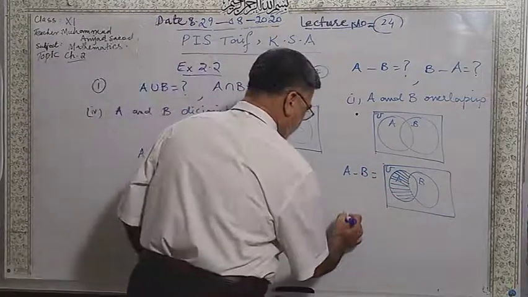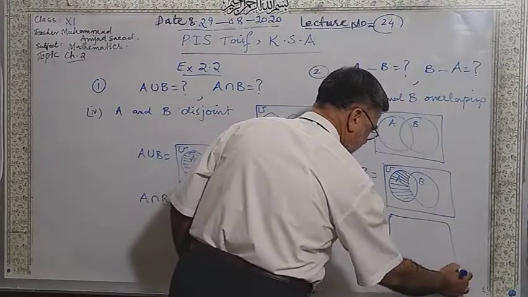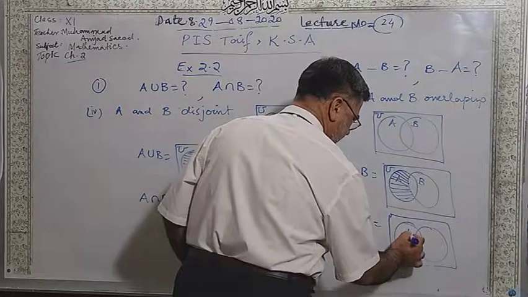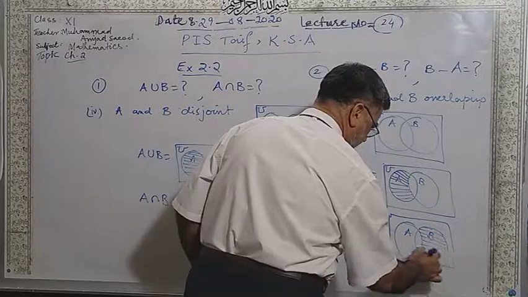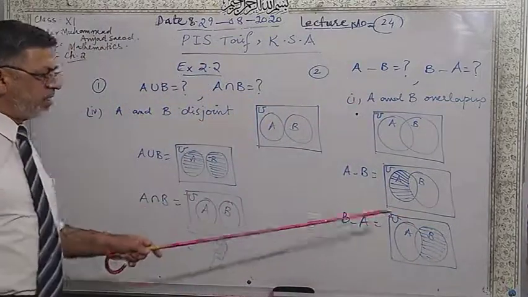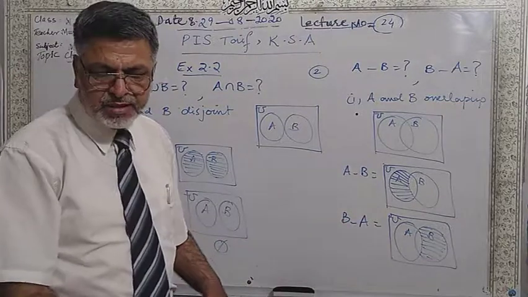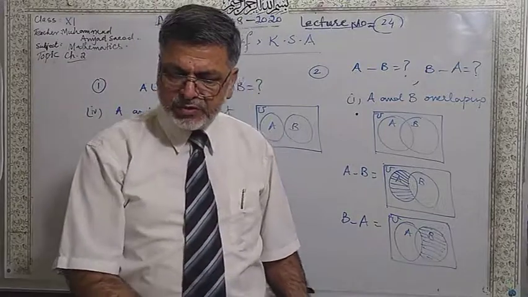Similarly, B minus A. Members of B which are not in A. That is B difference A. That is my diagram. After that, dear students, question number 3.